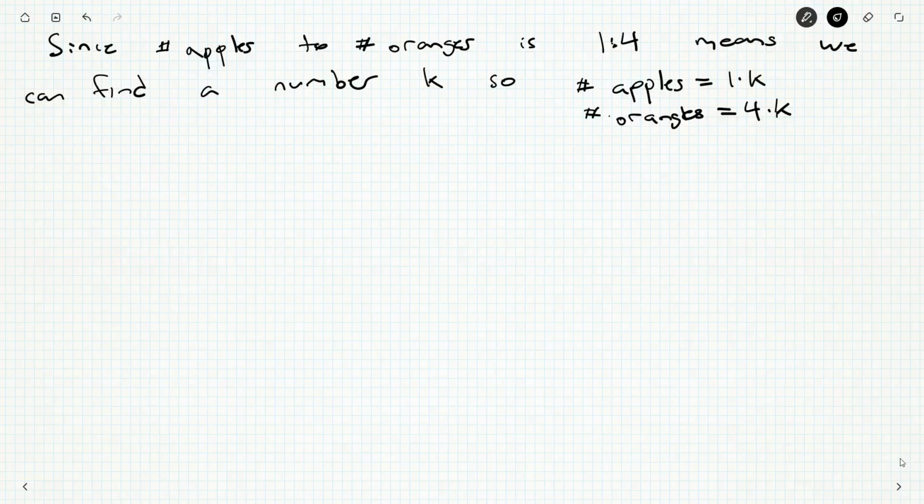This is what it means to be able to put these numbers in the ratio 1 to 4. If it were something like 2 to 3, we'd have 2k for the number of apples, and 3k for the number of oranges. It doesn't actually matter right now what that number k is. The point is such a k exists to get both of these equations going. That's what it means to be in a ratio like that. But I'm betting you probably knew that.